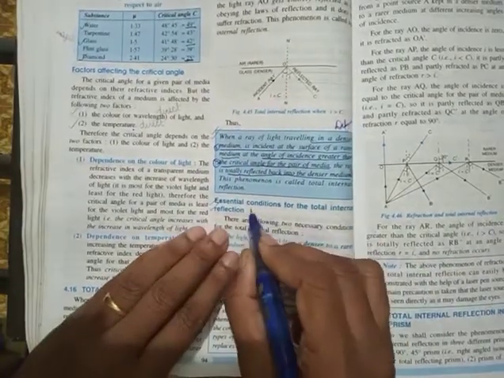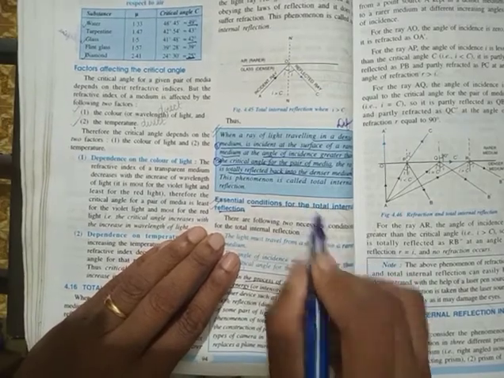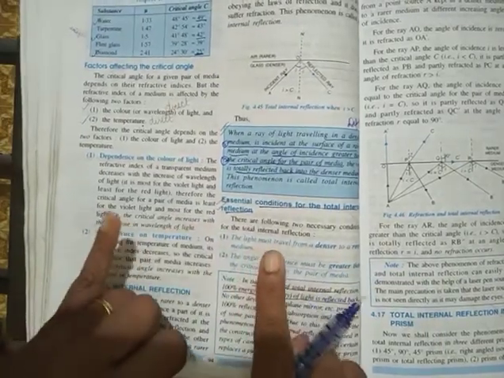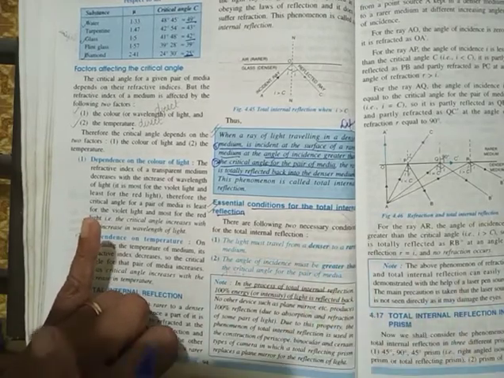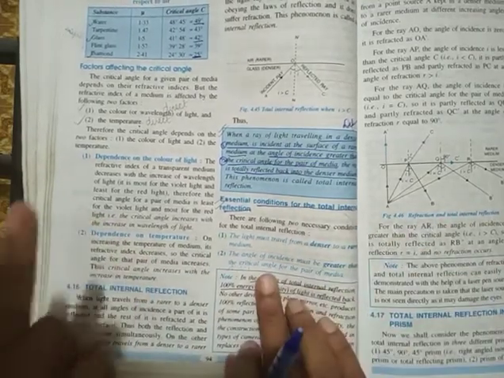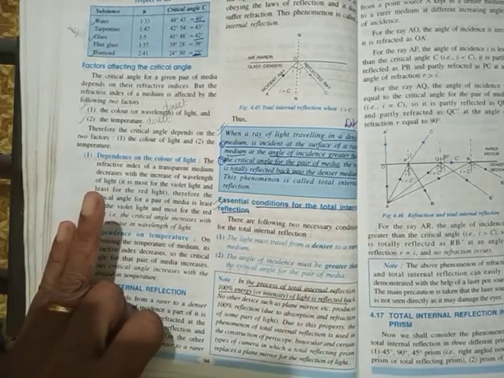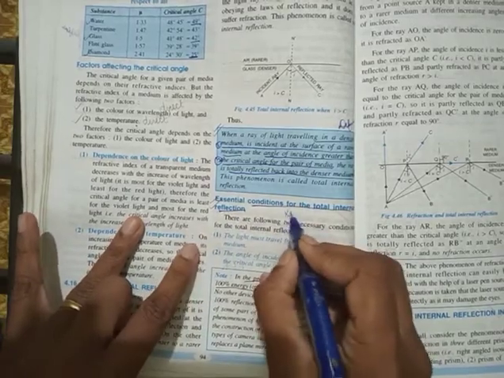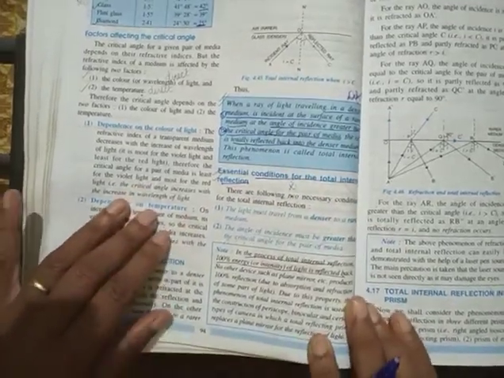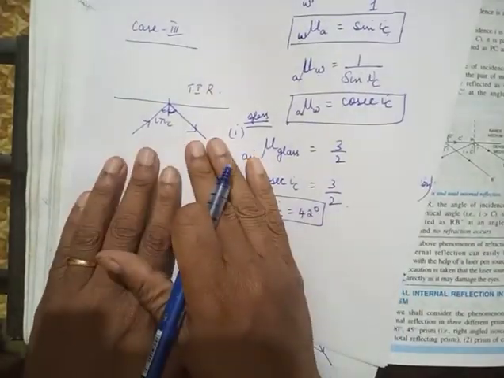Next is conditions for total internal reflection. What are the two conditions? First, the light ray must travel from denser to rarer. If it travels from rarer to denser, this phenomenon cannot take place. The second one, the angle of incidence must be greater than the critical angle. These are the two conditions. This they ask often, so please study it properly.